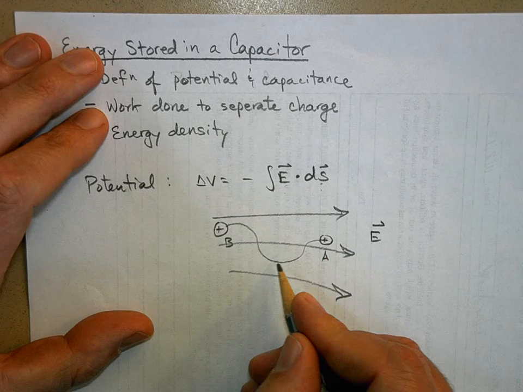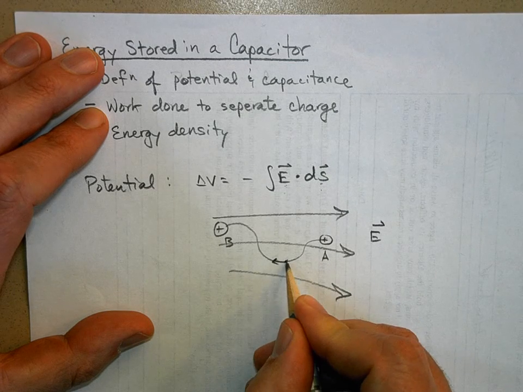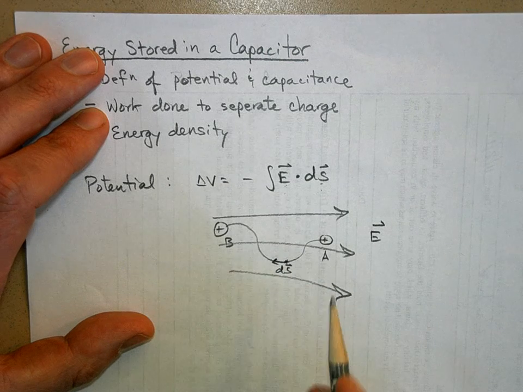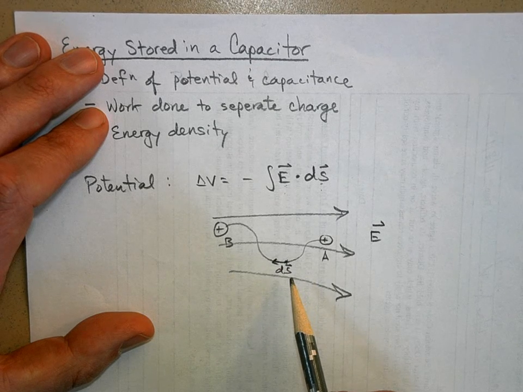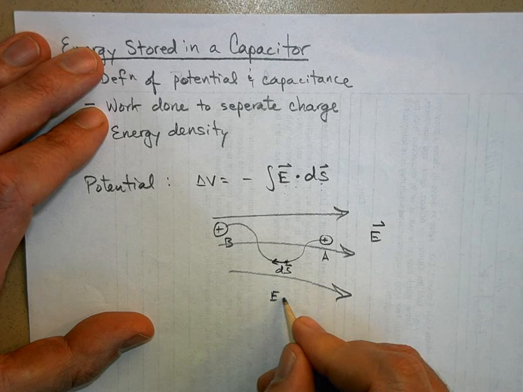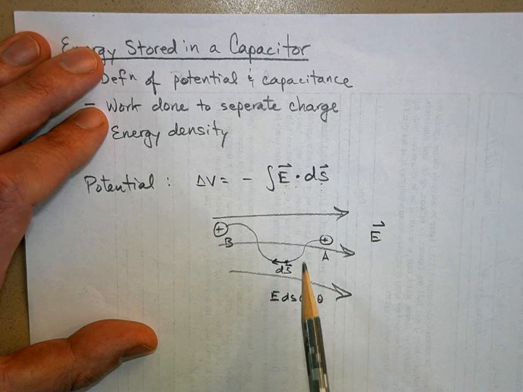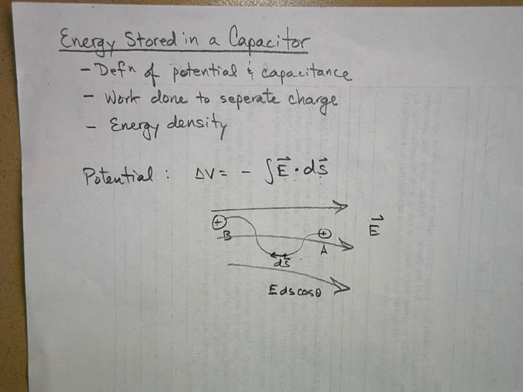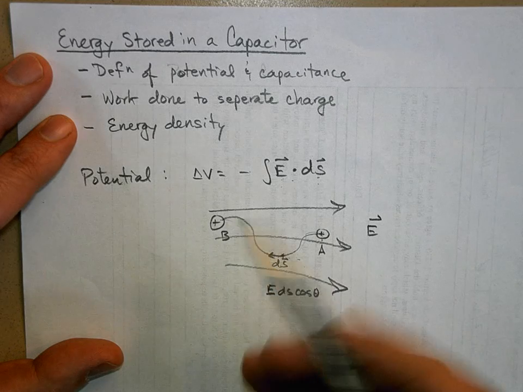But if I take a look at a little ds right here, let's say my positive test charge is here and then it's over here, so here's my little displacement vector ds. Notice that the displacement and the electric field are in opposite directions. And remember, this is a dot product, so this would be the magnitude of E at that position times the magnitude of ds times the cosine of the angle between them. Well, what is the angle between them if they're in opposite directions? It's 180 degrees. The cosine of 180 degrees is -1. It cancels out that negative. So you can see that as I move from here to here, I'm gaining potential.